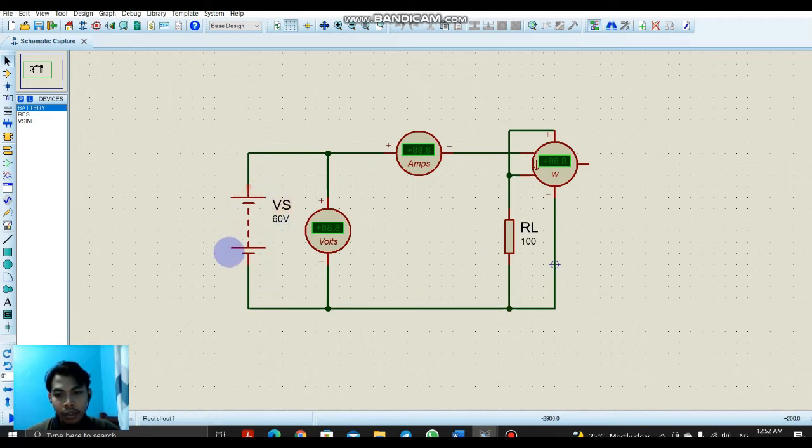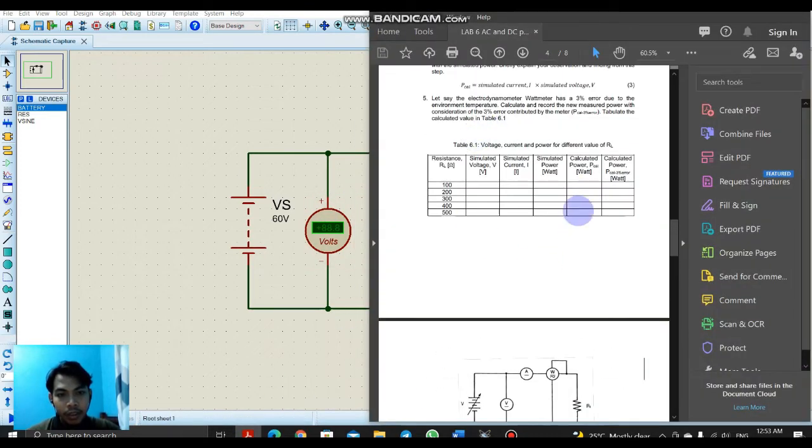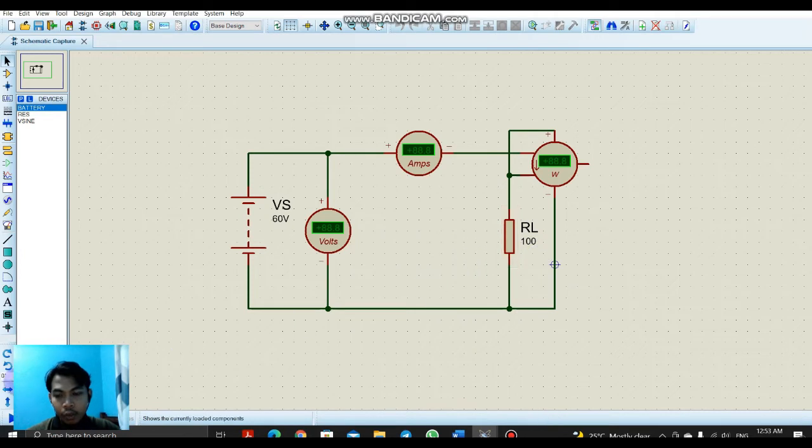Here we have the DC source, the BS, with 60 volts, and then we have the DC voltmeter and the DC ammeter. We have the load RL, and also the wattmeter here. We have to simulate the circuit based on the table, for the resistance RL of 100, 200, 300, 400, and 500. We will start with the 100 ohm resistor RL.